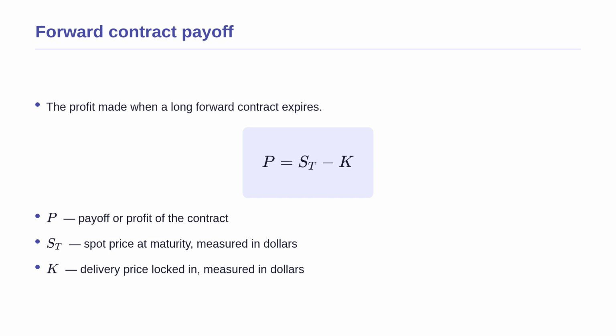In this formula, P represents the payoff or profit of the contract. The symbol S sub T represents the spot price, which is the actual market price of the underlying asset at the maturity date, measured in dollars. The symbol K represents the delivery price, which is the locked-in price you agreed to pay. If the market price S sub T increases, your payoff increases because you get to buy a valuable asset for a cheap locked-in price K. If the market price drops below K, your payoff becomes negative, meaning you lose money because you are forced to overpay.